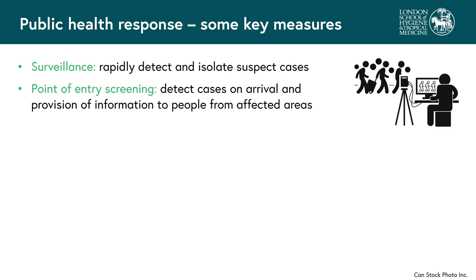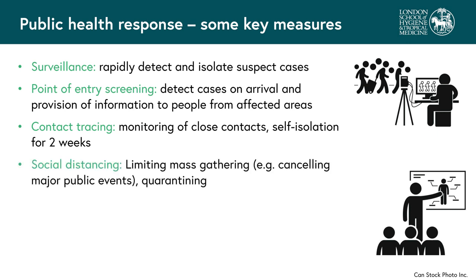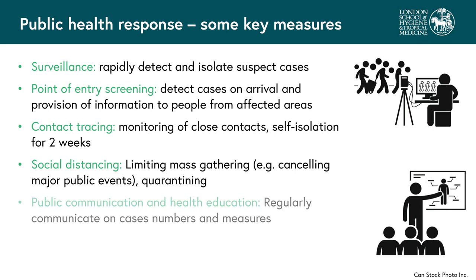However, entry screening is also useful in providing advice to people who arrive from affected areas about what to do if they become unwell. Contact tracing refers to the monitoring of close contacts of confirmed cases to ensure they can be rapidly isolated and tested should they become unwell during the incubation period. This is a key measure, particularly at the containment phase of an epidemic. Other social distancing measures may be implemented to limit the community spread and prevent geographic extension. With a rapidly evolving epidemic, regular public communication about the outbreak is essential.